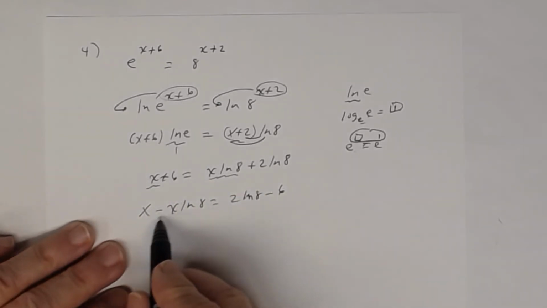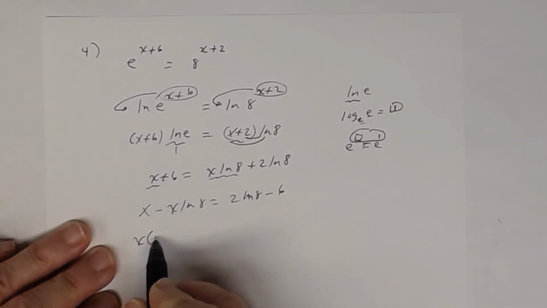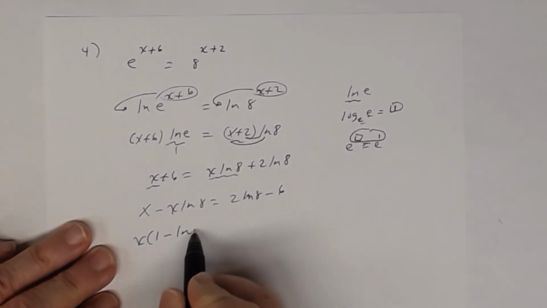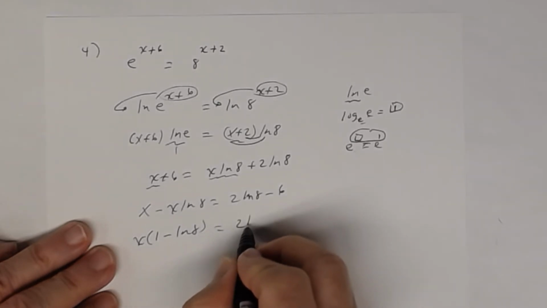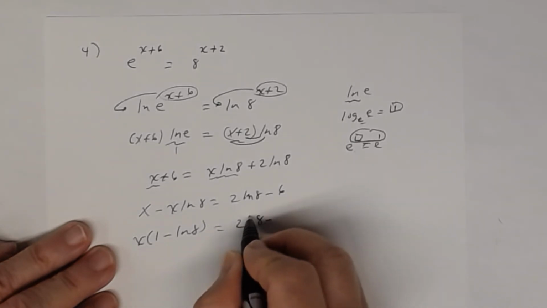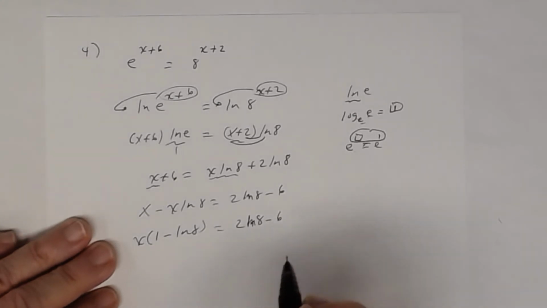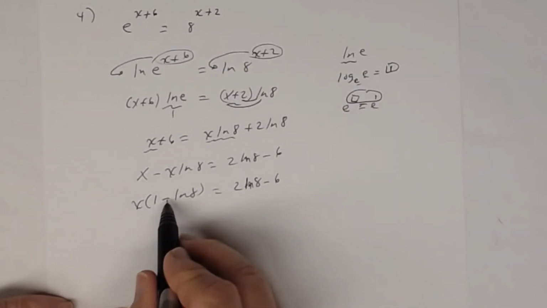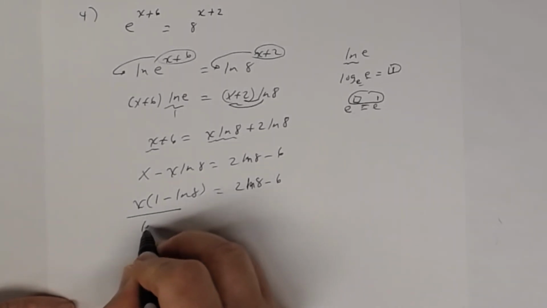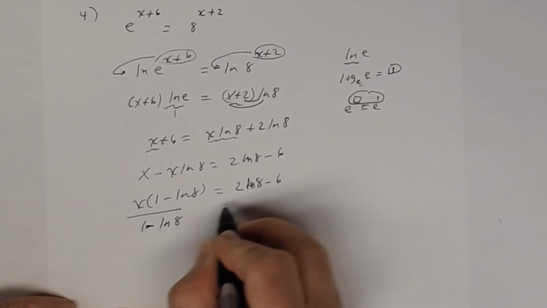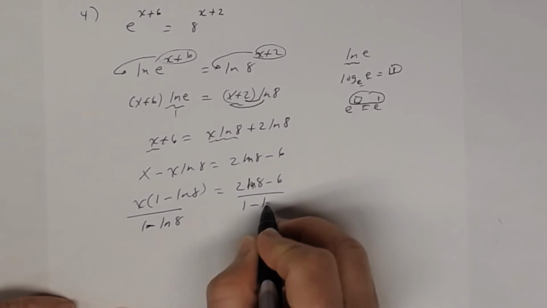All right, and then factoring out the x here, I get x times 1. x times 1 is x, right? Minus, and then x times natural log of 8 is x natural log of 8. Equals 2 natural log of 8, that's the natural log here, minus 6. And then to get x by itself, we're going to divide both sides by this coefficient. So I'm going to divide both sides by 1 minus natural log of 8, just like this.